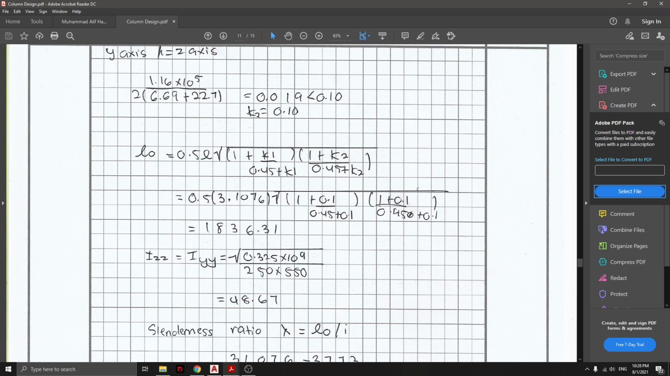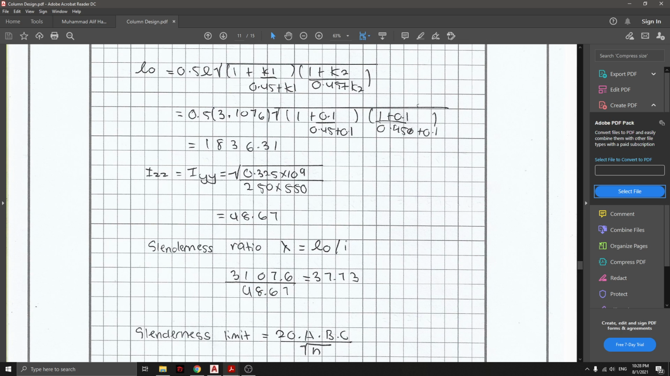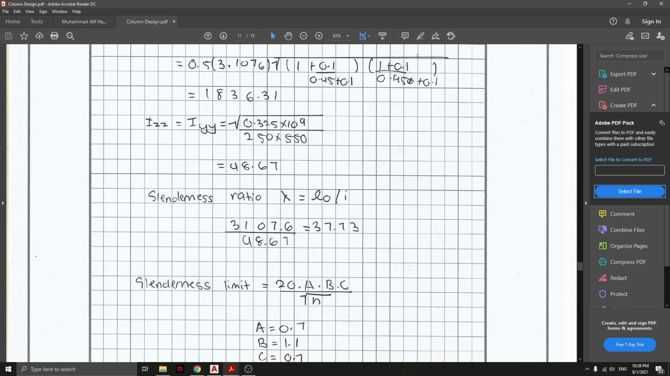We find L naught, 0.5 L actual, and from this K we put into the formula, and then we got 183.6, and then IZZ equal to IYY 48.67, slenderness ratio got 77.3, slenderness limit.